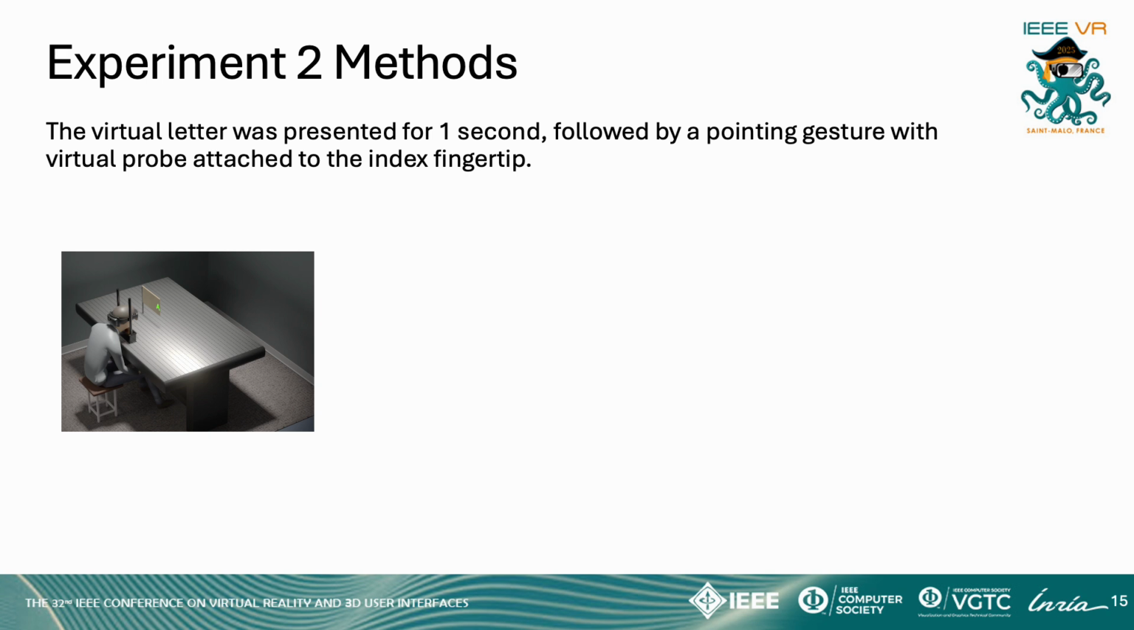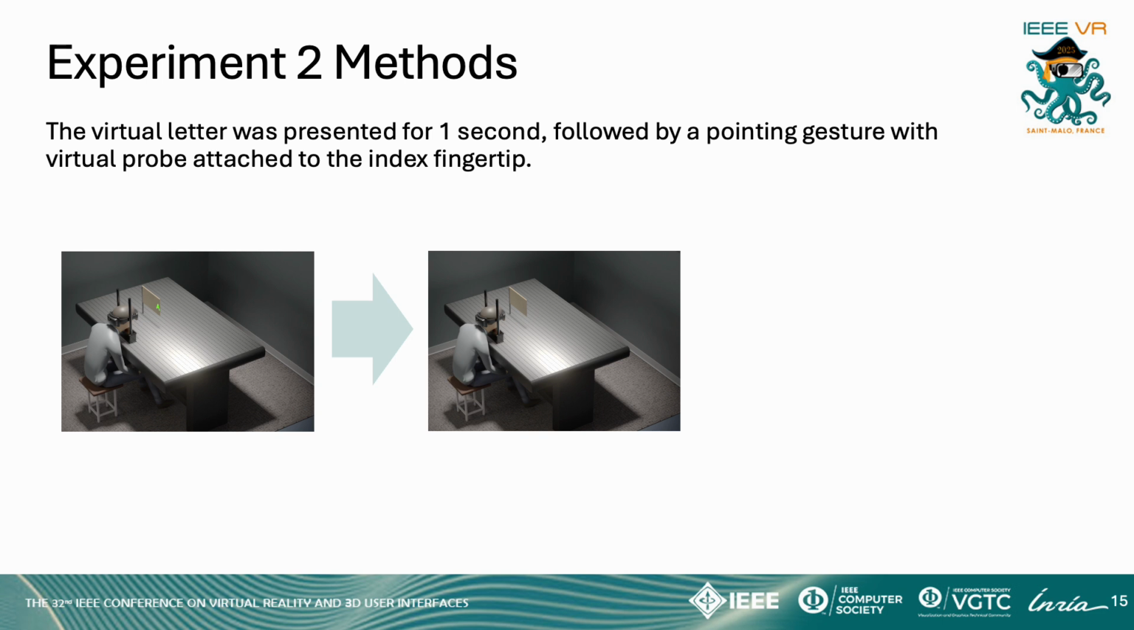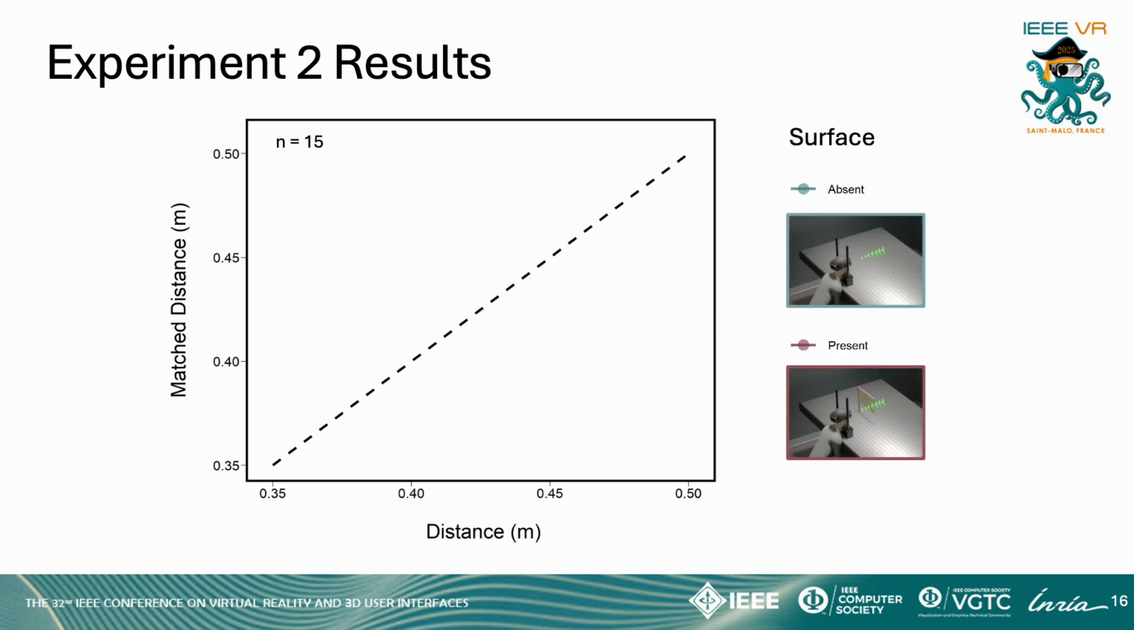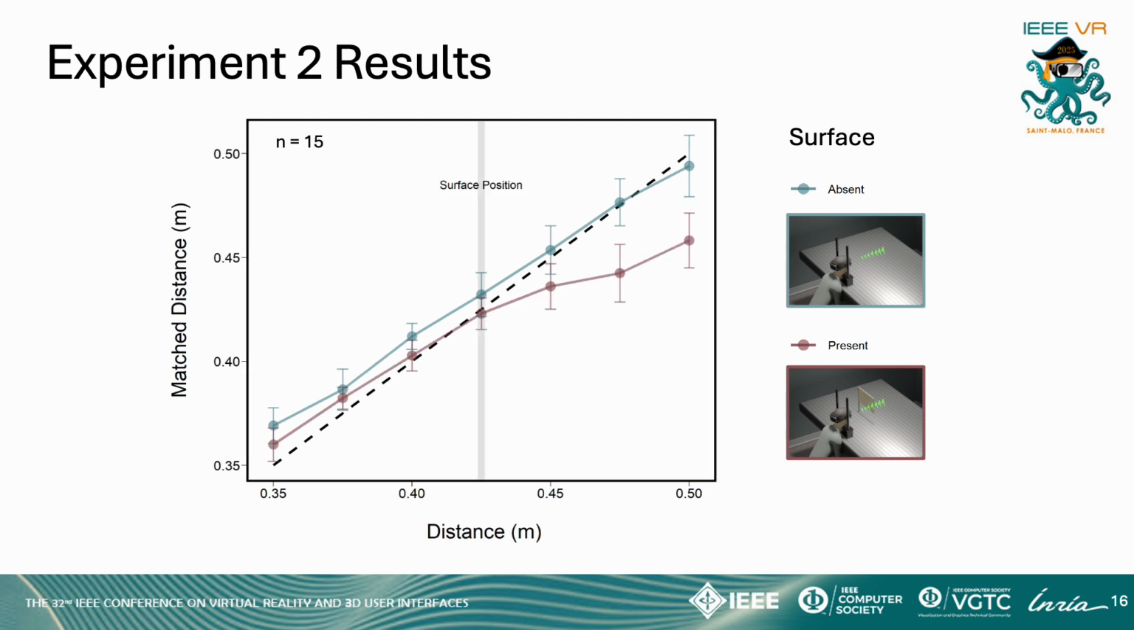The task was very similar to that of experiment 1, where the letter is presented for 1 second and then it disappears, but now the observer reaches and points with their fingertip to the remembered position of the letter. So like experiment 1, I'm plotting the match distance as a function of the true distance with the black line showing perfect performance. As expected, observers performed very accurately with a slight overestimate in the surface absent condition. However, when the surface was present, observers still showed the same pattern of progressive underestimation as experiment 1.